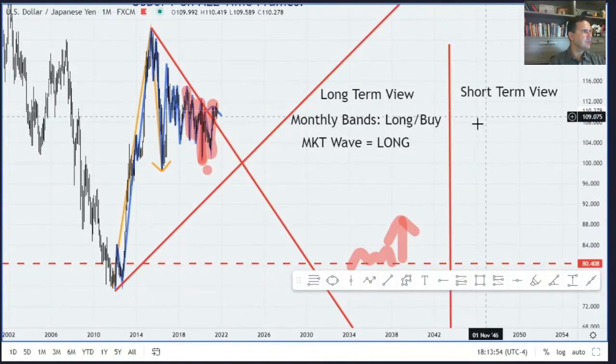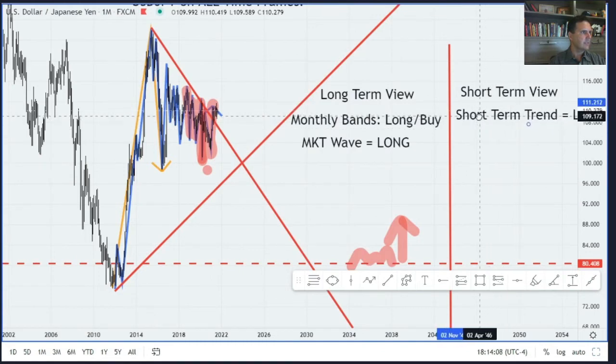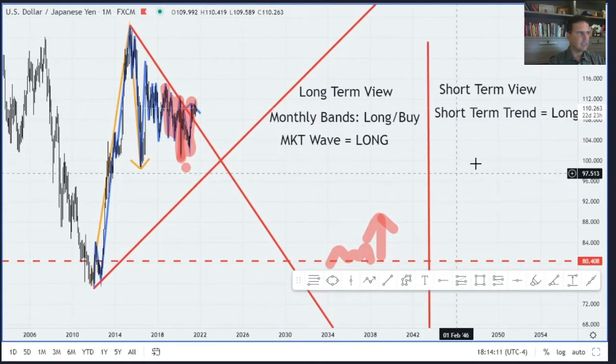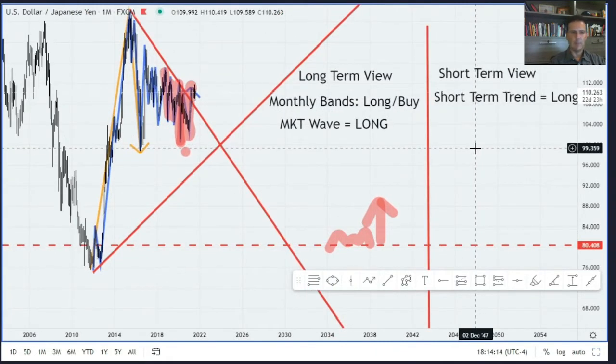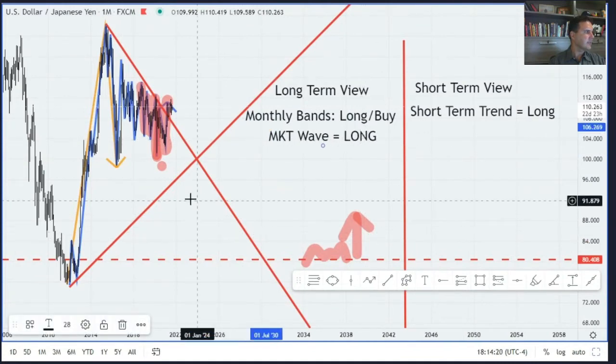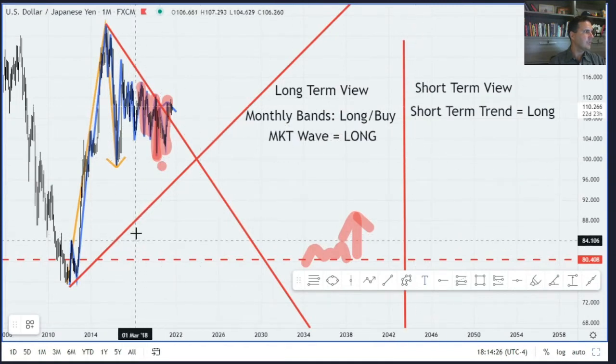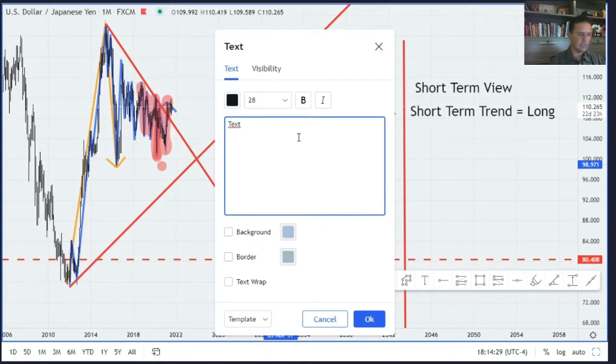Short-term view based on the short-term trend. Okay, so short-term trend equals long, right? And this is today, everybody. Remember, today is the 7th of September. Short-term trend is long, and trend lines, right? Trend lines. So this one is long term and this one is long term. So trend lines equal long.